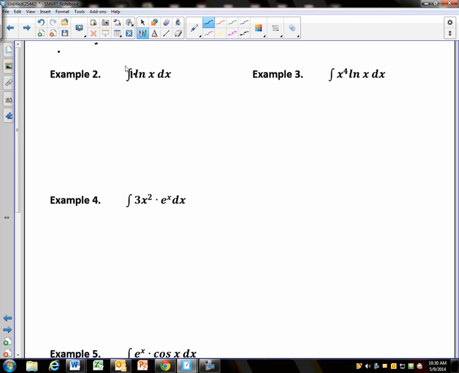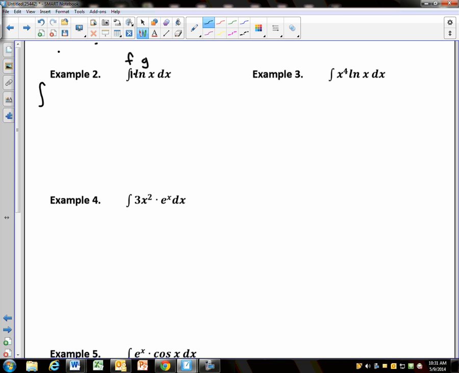All right, so we've got to figure out f, and we've got to figure out g. Now think about this. F has to be something you know the antiderivative of. Do you know the antiderivative of natural log? No. Do you know the antiderivative of 1? Yes. So the antiderivative of 1 will be f. Do we know the derivative of natural log? Yes. So that will be g. 1 will be f, and g will be natural log.